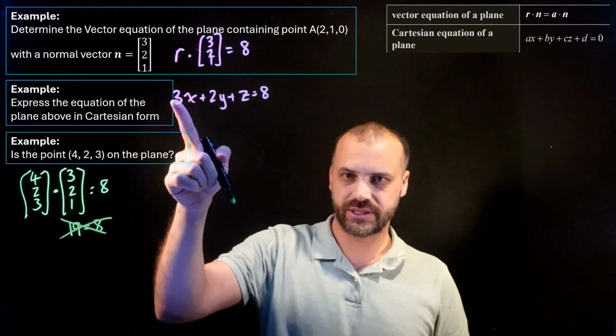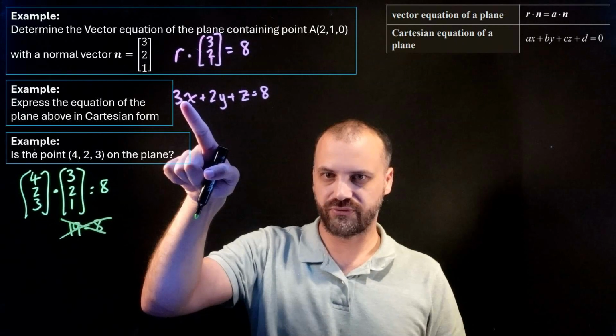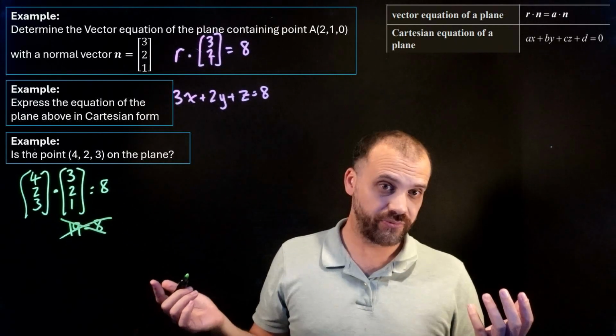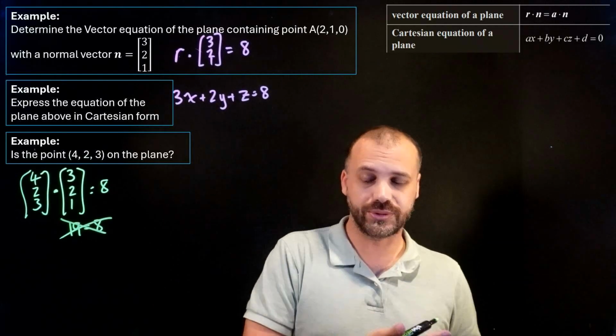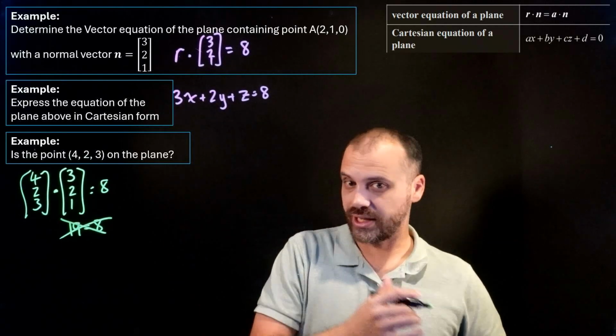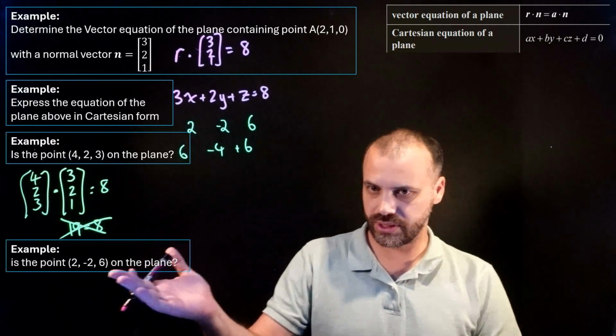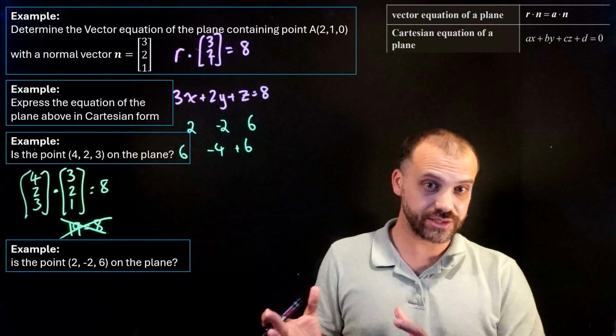Now, of course, we could have done the same thing here by putting 4, 2, and 3 in there. And what would we have found? We would have got 19 equals 8, so the point doesn't lie on the plane. So let's not end with that anticlimax. We've got this one here. Is the point (2, -2, 6) on the plane?